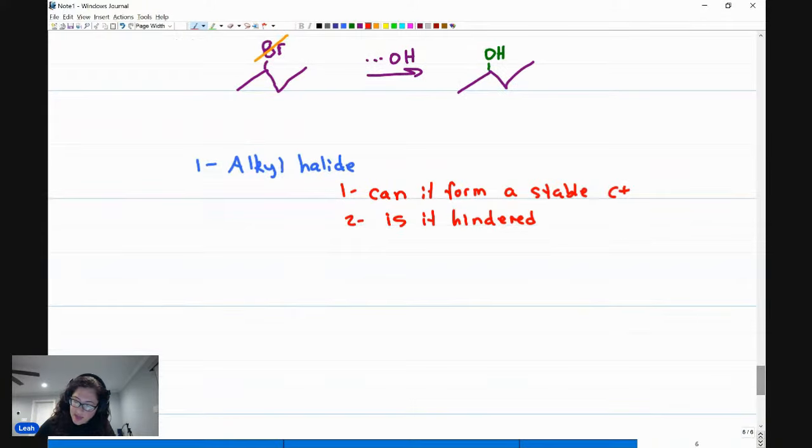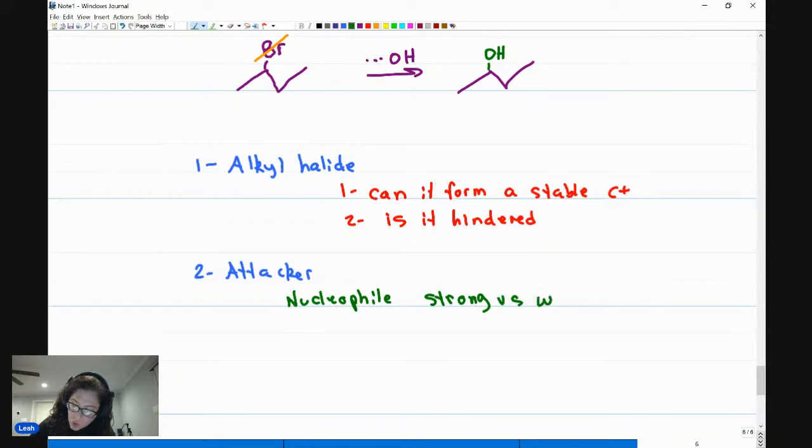The second thing I look at is the attacker. So we kind of hinted at this. Let's take a look at this in a little bit more detail. The attacker is the incoming nucleophile, and that is the molecule that is going to attack. And really what I'm looking at is strong versus weak. What makes a molecule weak? What makes a molecule strong? These are just atoms and electrons. How do we define them as strong versus weak?